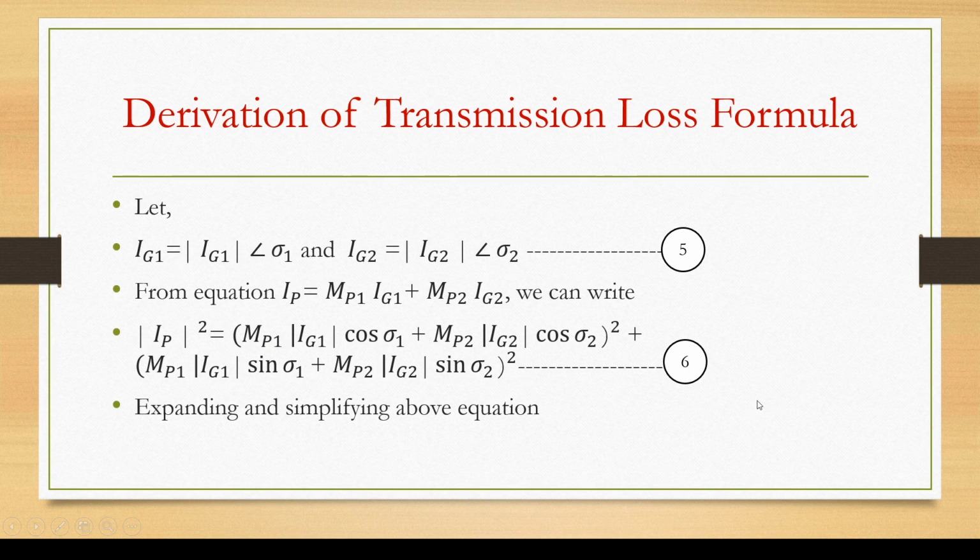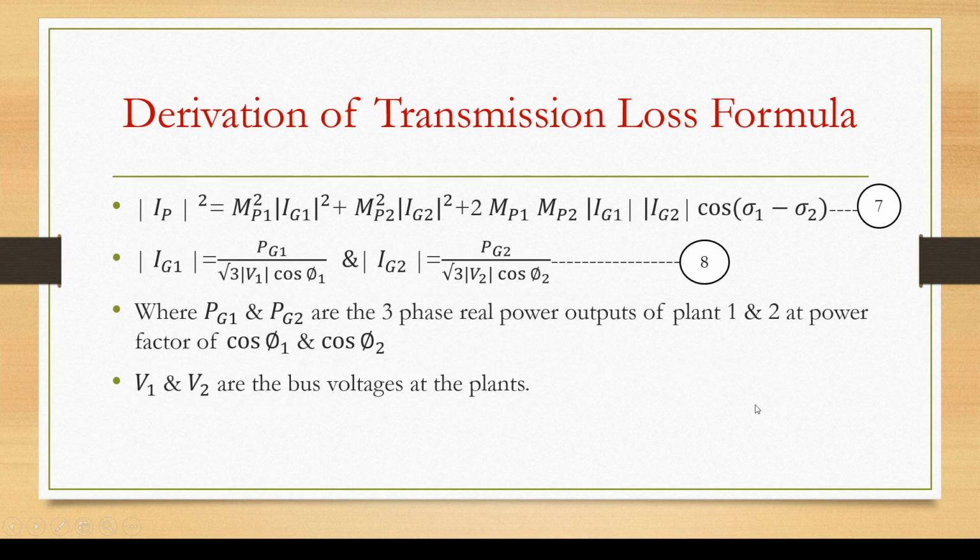This is equation 6. So expanding and simplifying this above equation, we are going to get the value as IP square equal to MP1 square Ig1 square plus MP2 square Ig2 square plus 2 MP1 MP2 mod Ig1 Ig2 cos of sigma 1 minus sigma 2. Let us take this as equation 7.